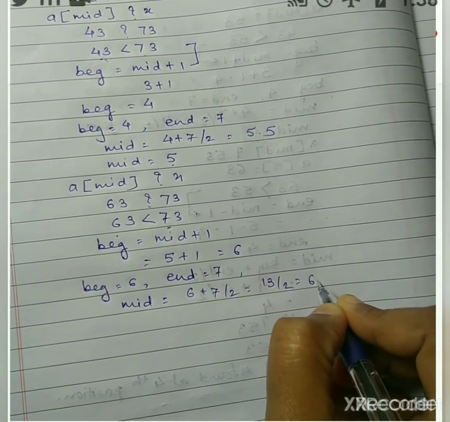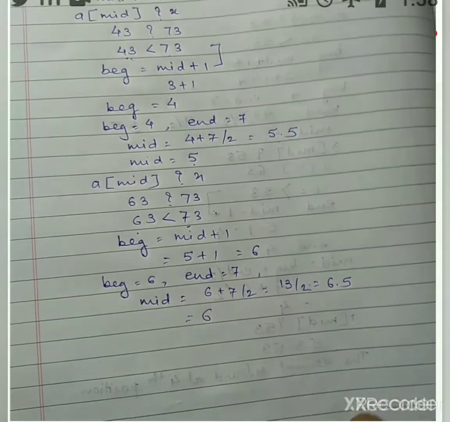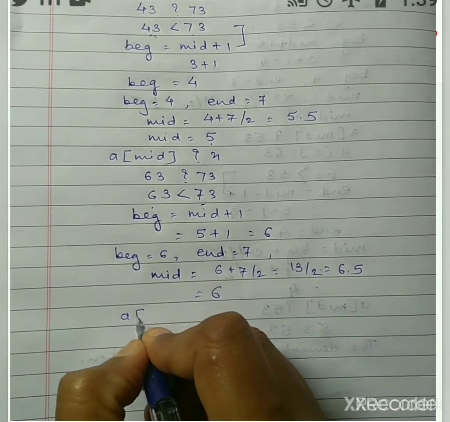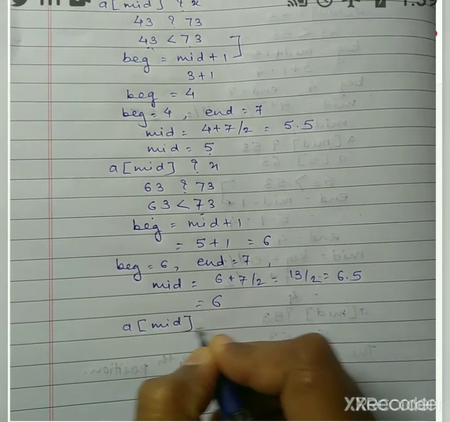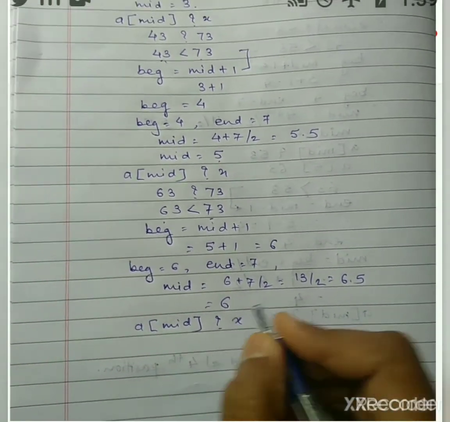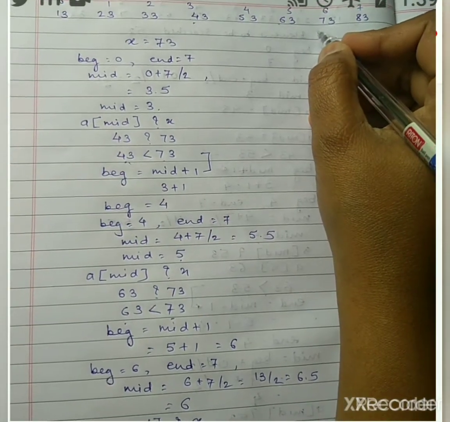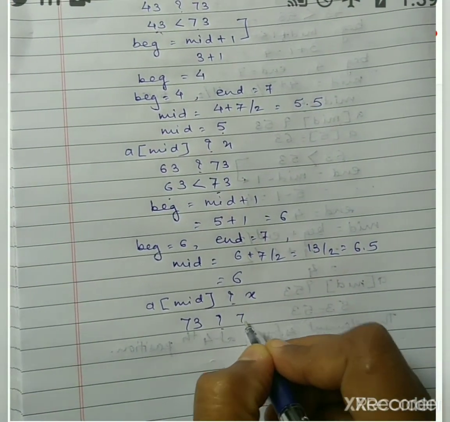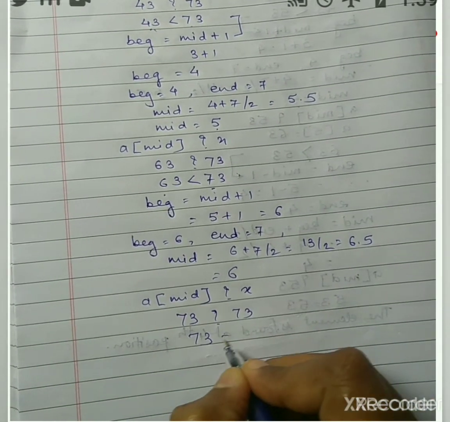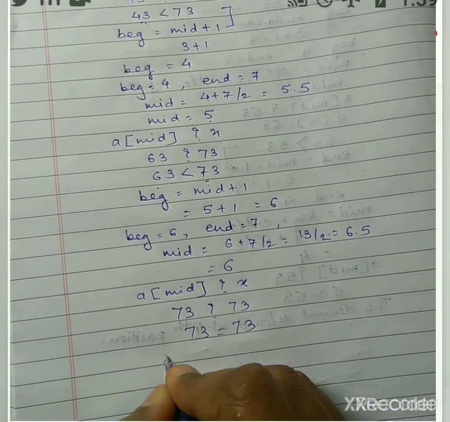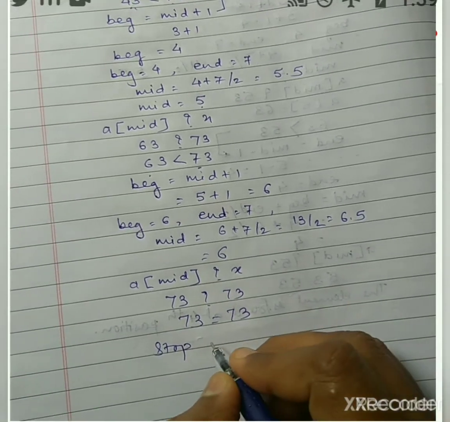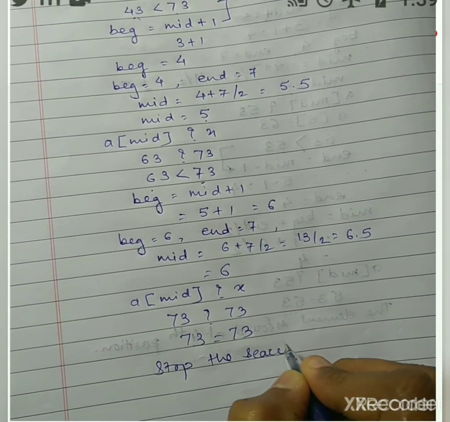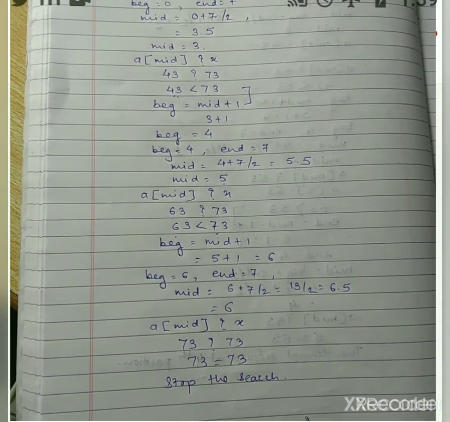Now again A of mid we have to compare with x. A of 6 is equal to 73 here. So 73 compared with 73, 73 matches with 73, and here we have to stop the search and say that the element is found at the 6th position. So like this you can search a number of elements by using the binary search.